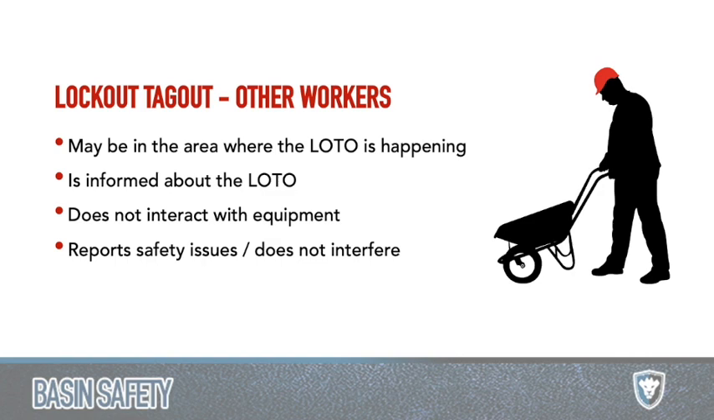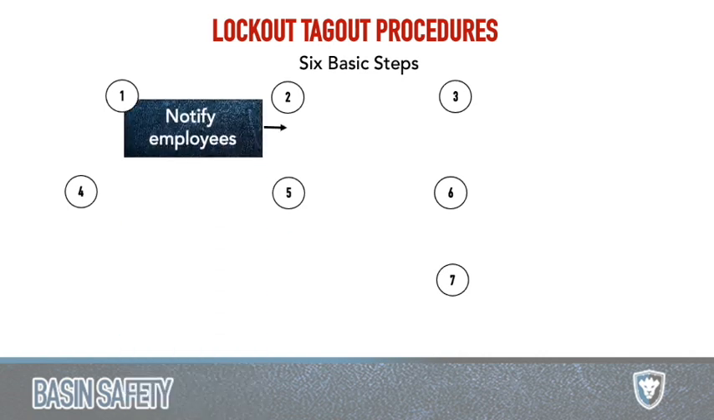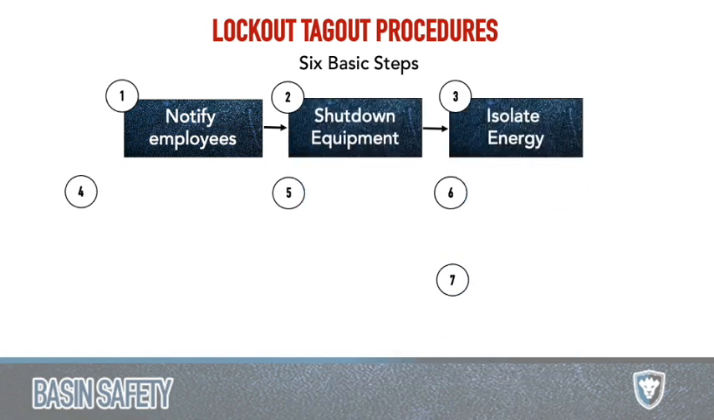So they may be informed about the lockout tagout, and then if they see anything, they say something. So I mentioned the 7 basic steps. There's 6 steps to the process, and then the 7th, which is performing the maintenance. So we have number 1, notifying employees. Number 2, shutting the equipment down. Number 3, isolating the energy.